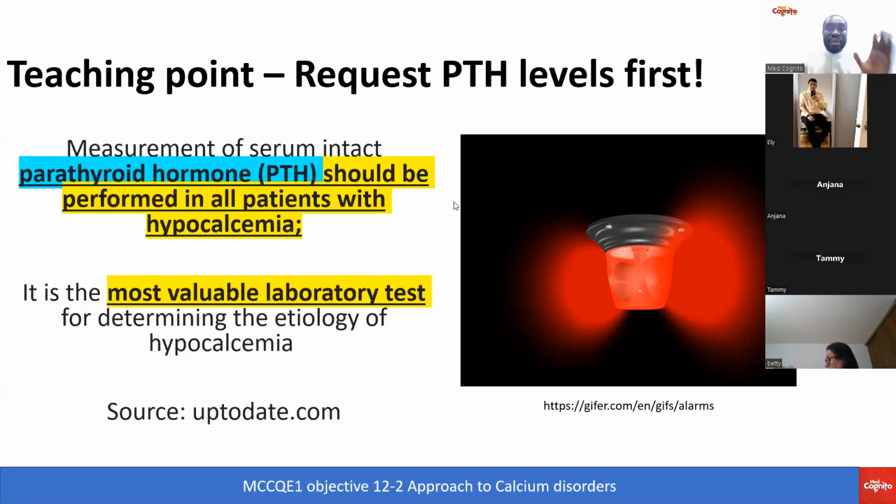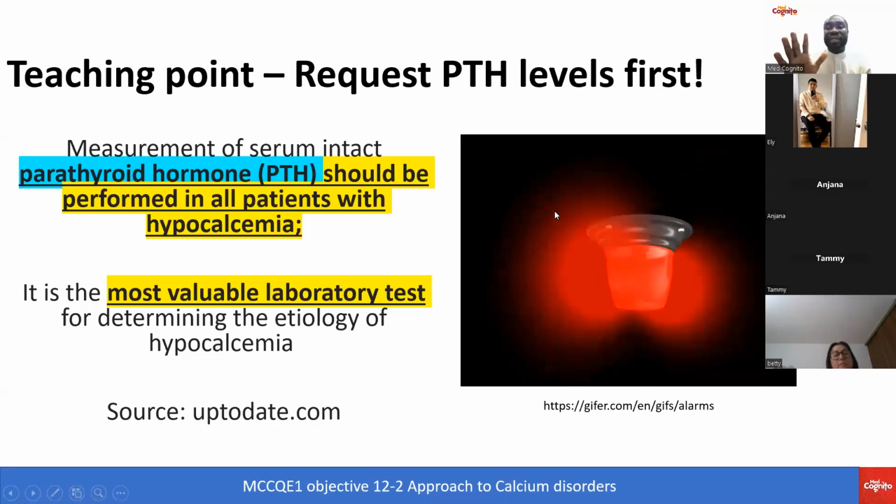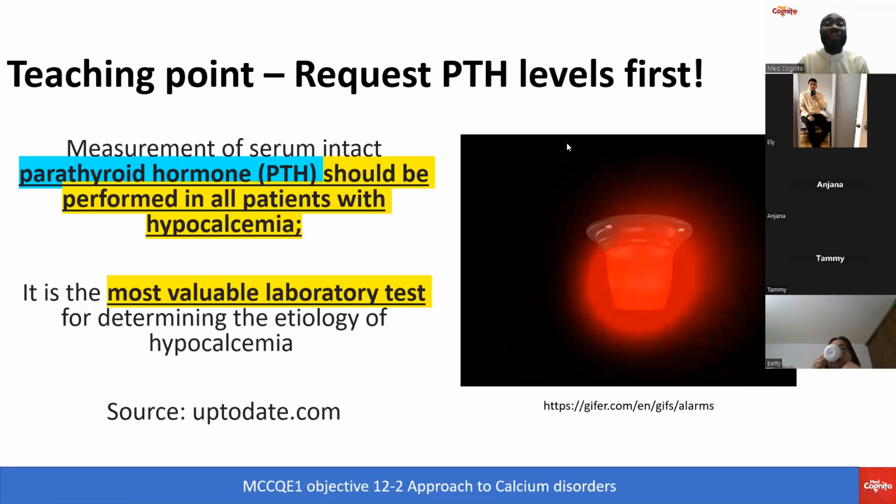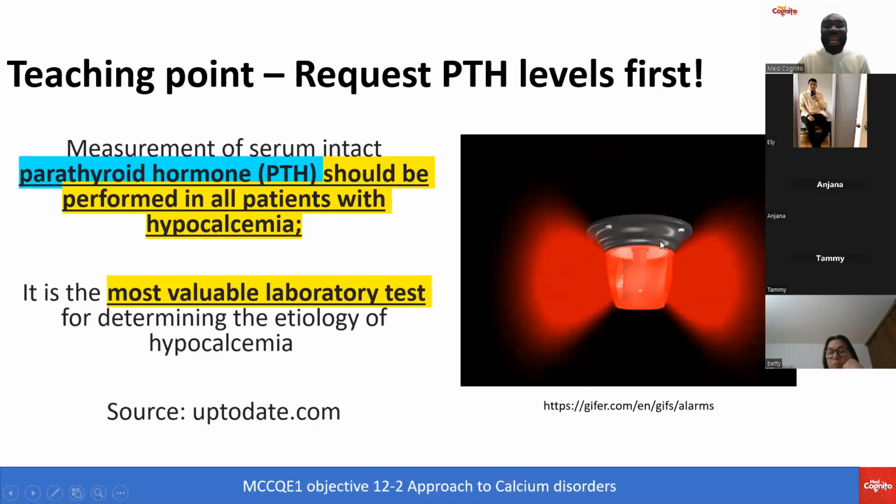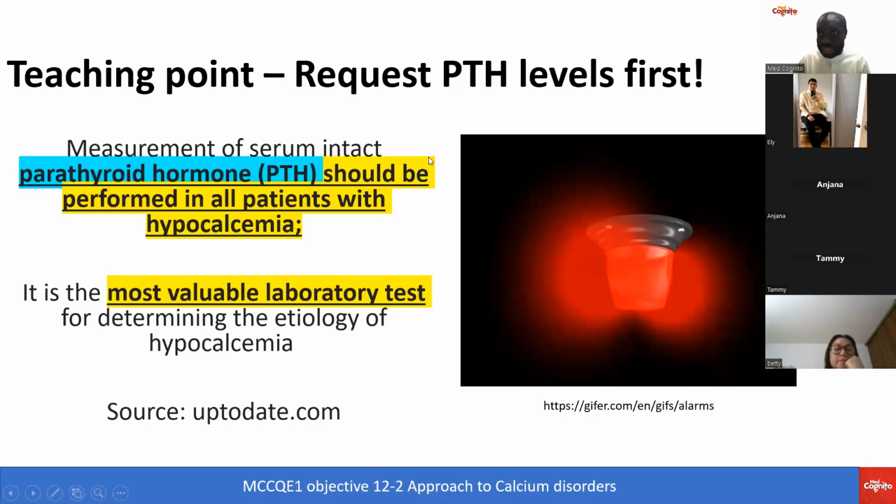Hypocalcemia should be easy. So if you are asleep and somebody wakes you up, what is the most valuable investigation you should do in a patient with hypocalcemia? Parathyroid hormone levels. Boom. Don't even confuse it. Because there is the vitamin D part, there's the phosphorus part, there's the magnesium part. But even before you get into all those things, always remember, parathyroid hormone level is the most important investigation for you to request in a patient. That's why I've put the alarm there. You have to know it.